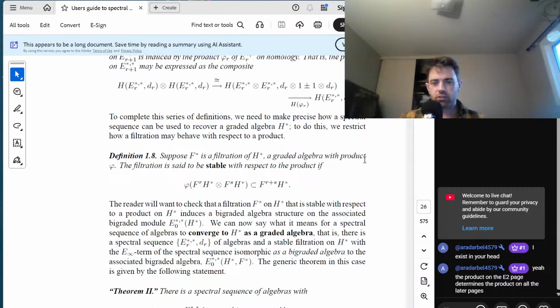Why do you say the E2 page? I mean, I guess you're just used to starting on the E2 page. I thought we were supposed to think about starting on the E0 page and then hope that our sequence converges on the E2 page. Maybe this is just a matter of convention, though, right?